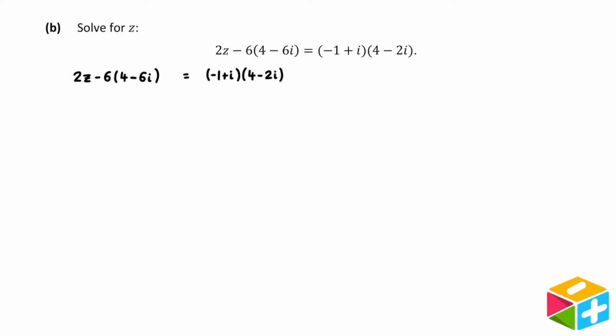The first step here will be to multiply out the brackets. Let's start with the bracket on the left-hand side. Minus 6 times 4 is minus 24, and minus 6 times minus 6i is plus 36i.